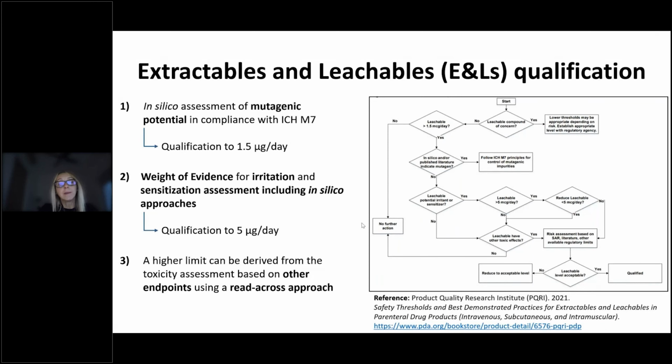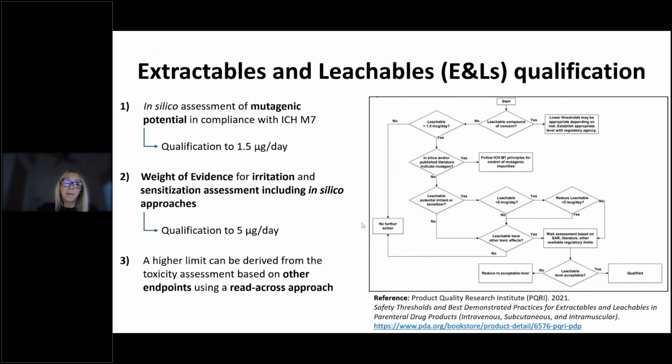So again, employing two different QSAR methodologies that complement each other, a statistical-based approach and an expert rule-based approach. And for an extractable or leachable that is assessed as positive, based on experimental evidence or in silico evaluation, the limit and the qualification is set to 1.5 micrograms per day, the TTC limit.